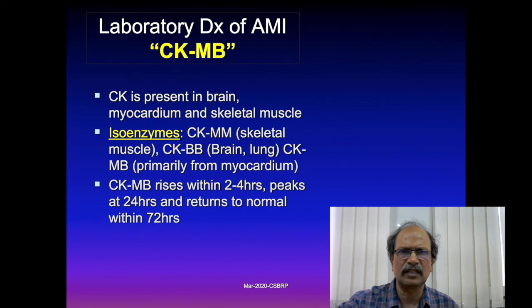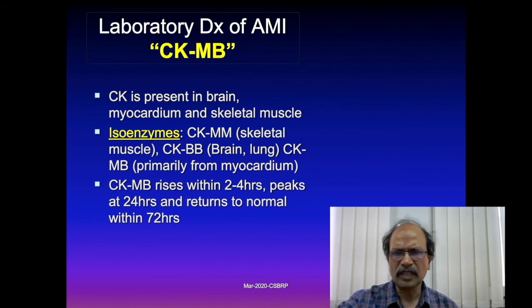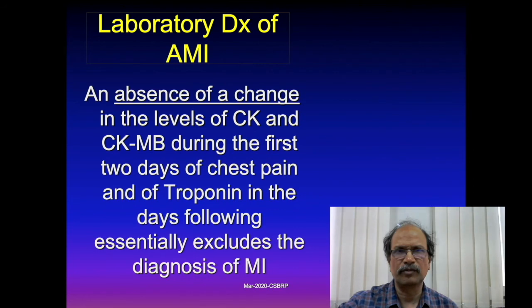And CKMB is another isoenzyme, and we have different varieties of CK. One is CKMM, which is seen in skeletal muscle, BB in brain and lung, and MB is primarily confined to myocardium. So if you are suspecting myocardial infarction, it is better to ask for CKMB rather than total CK. CKMB rises within 2 to 4 hours. And this is another important point you should remember. The absence of any change in CK or CKMB during the first 2 days of chest pain, and of troponin in the days following, essentially tells that the patient is not suffering from any myocardial damage.